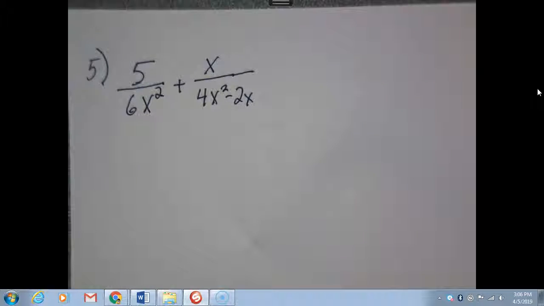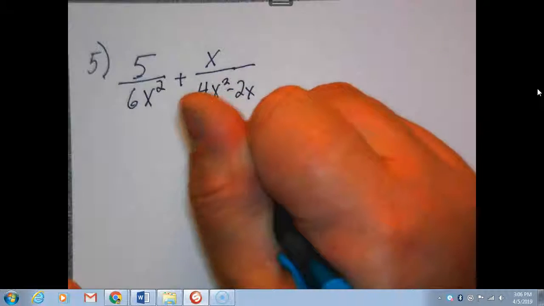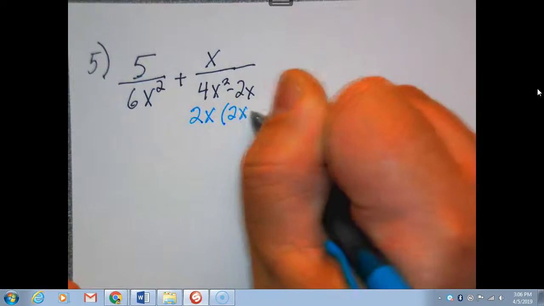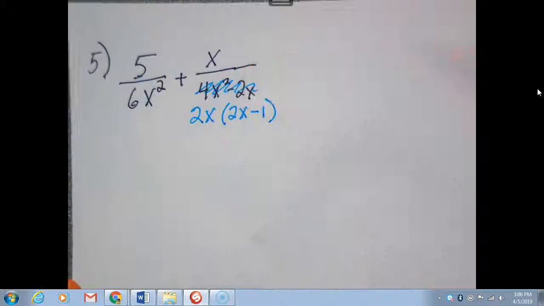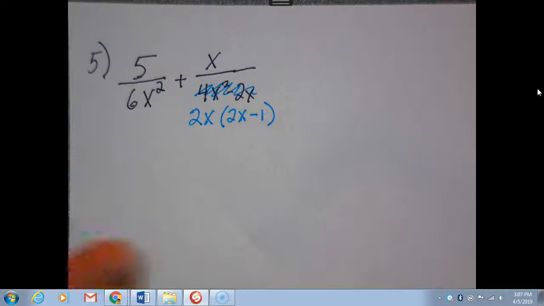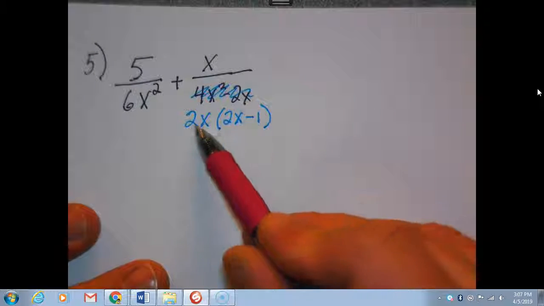I'm going to go ahead and factor this. So I can take out a what? 2x, and I'm left with 2x minus 1. Yes, it would be there. Negative 1. Oh, 2x divided by 2x is 1.